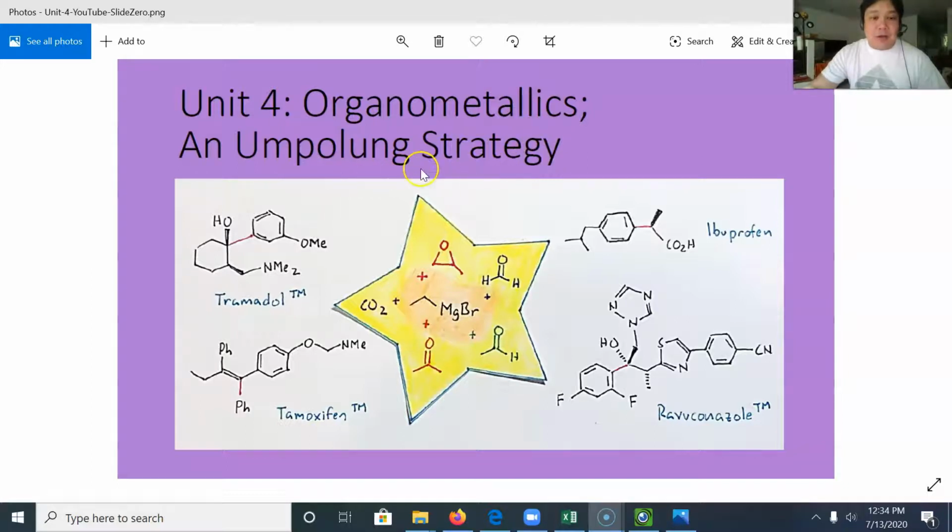or Umpolung. That means polarity reversal. I'll write about that in just a bit. Tramadol, I think that's a pain reliever. Tamoxifen is being used to treat breast cancer. Ibuprofen is another, maybe fever and pain reliever. And I'm not going to try to pronounce this, but I think this is an antifungal. And the bond that was made, the carbon-carbon bond that was made in each of these pharmaceuticals is represented in pink, and it used this or a very similar strategy to this.